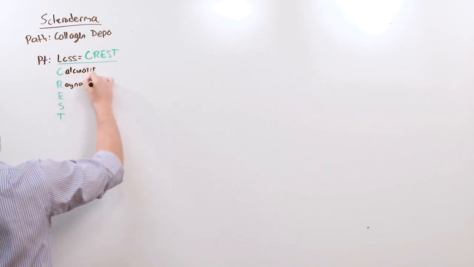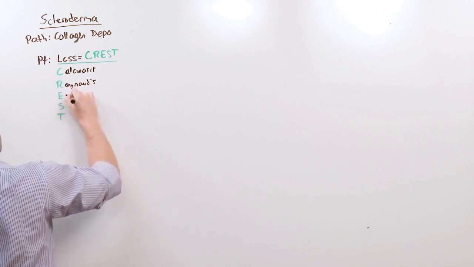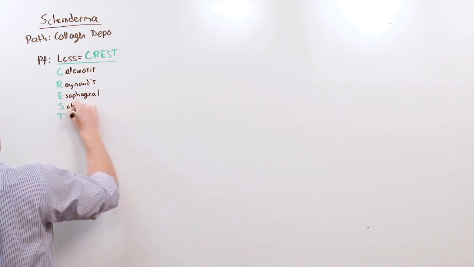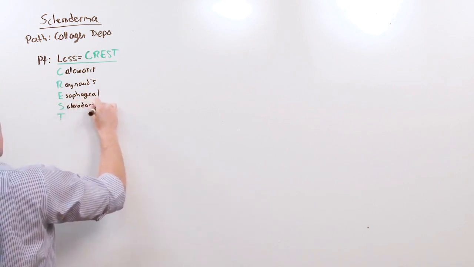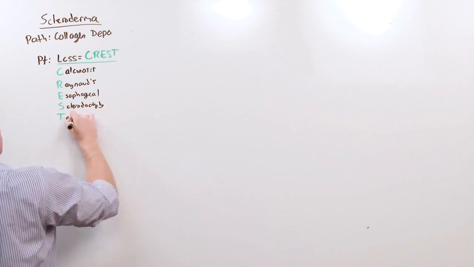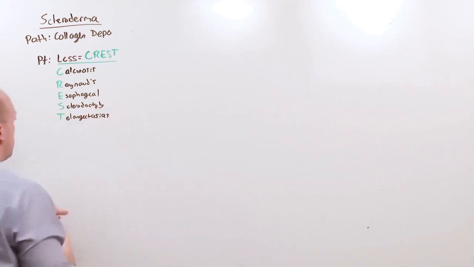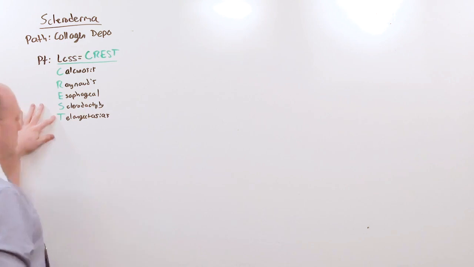Raynaud's, esophageal dysmotility, sclerodactyly, and telangiectasias. All right, let's translate that. GI bleeds, iron deficiency anemia.